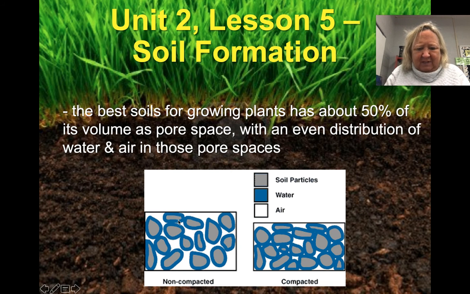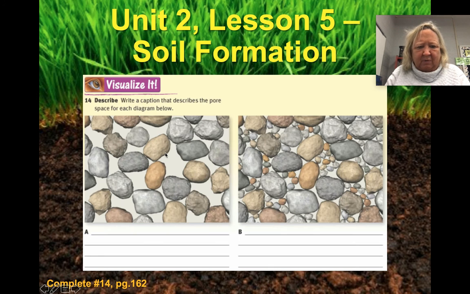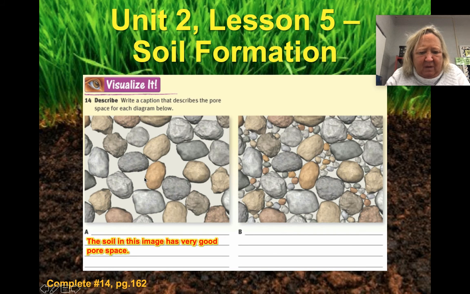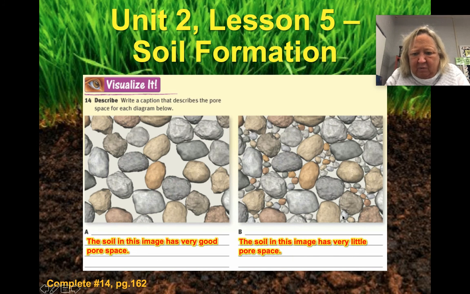If you look at these pictures, you can see where the air is, where the water is, and where the soil would be. We have this one with a lot of pore space, nothing in between, and this one with lots of smaller rock fragments in there. Let's talk about how we could describe these pore spaces. This one has very good pore space. You see all the room for air and water. And that one has very little pore space. There's not much room for things to get through.